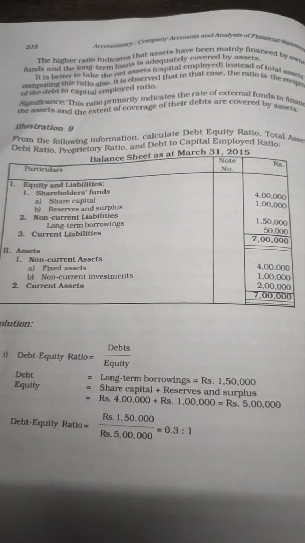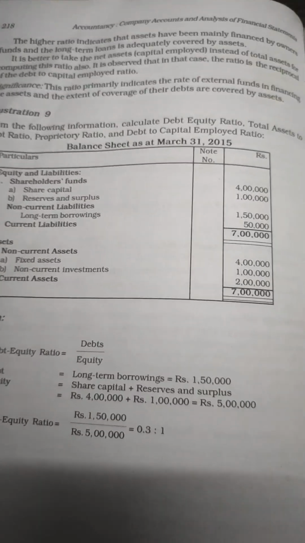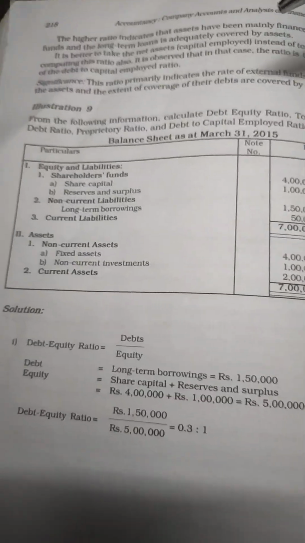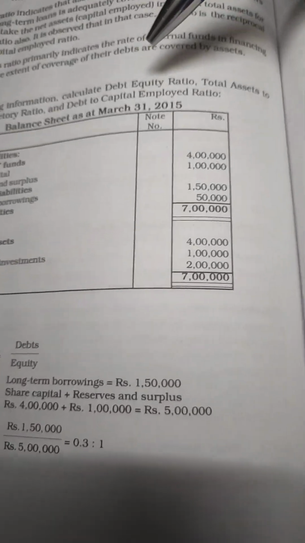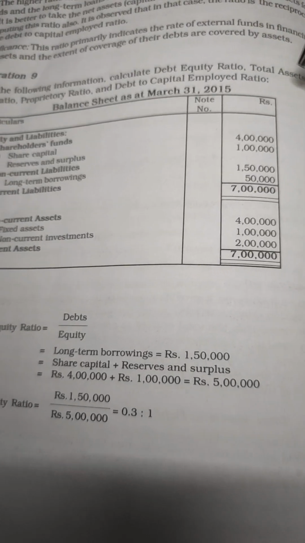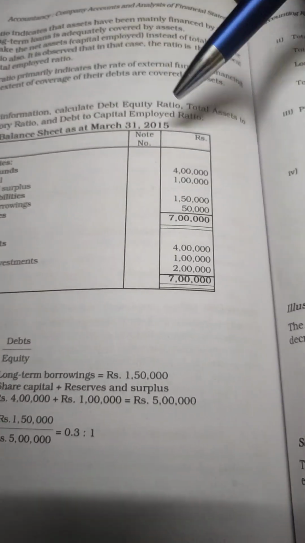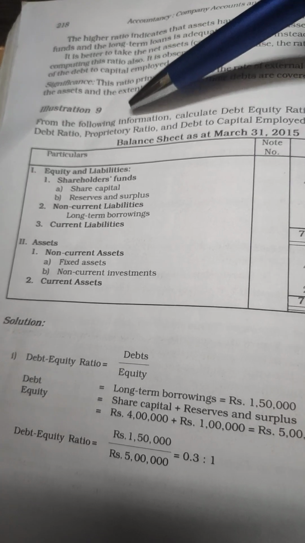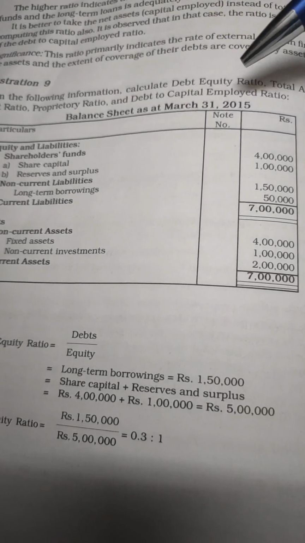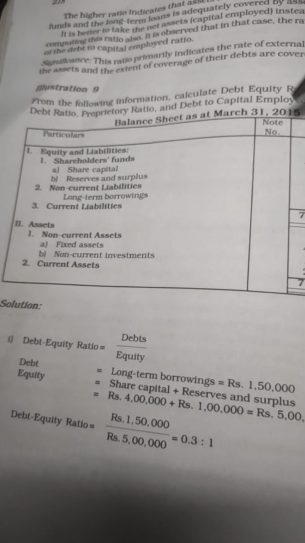Today's class is a continuation of accounting ratios. First of all, we can deal with one problem. In this problem, we had to calculate debt equity ratio, total assets to debt ratio, proprietary ratio, and debt to capital employed ratio.